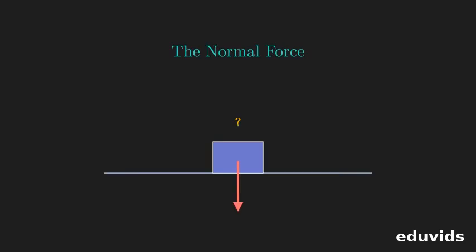We need to understand the force that stops objects from falling through the floor or table. Today, we define the normal force and show how its unique direction is always determined by the surface. First, we examine a block on a flat surface, then we tackle the case of a block on a slope.